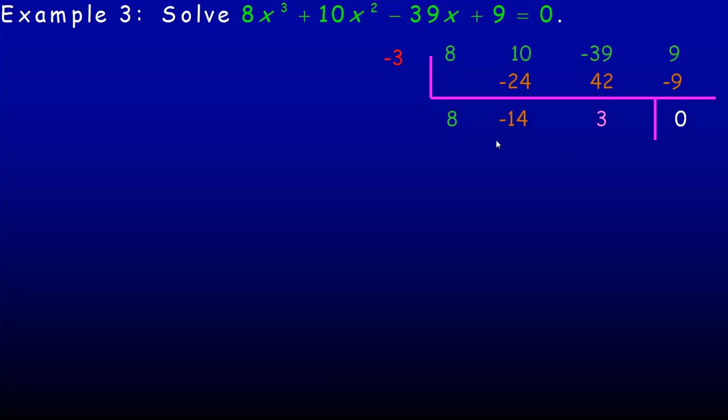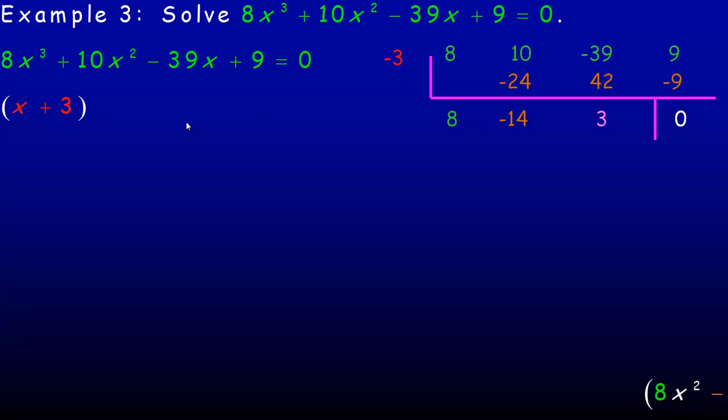And so we have factored the original cubic into x plus 3 and 8x squared minus 14x plus 3. There's the binomial factor. And so 8x squared minus 14x plus 3 is the other factor from these three.